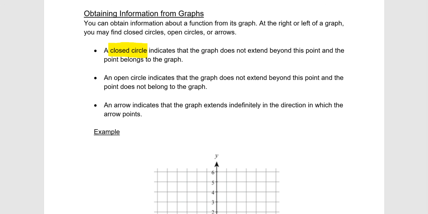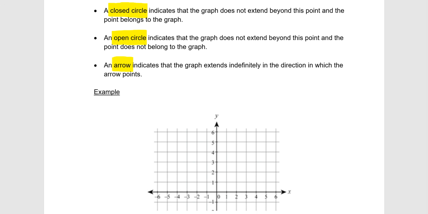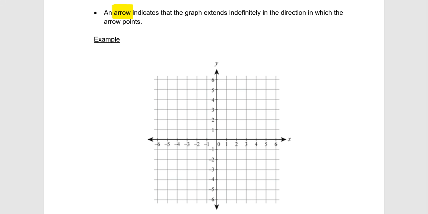It stops right there, and the point belongs on the graph. If we have an open circle on the graph, that's going to mean that the graph, once again, does not extend beyond that point. However, if it's an open circle, that means that point does not belong on the graph. And the last one here is an arrow. If we have an arrow on the graph, that just indicates that the graph extends indefinitely in whatever direction the arrow is pointing.